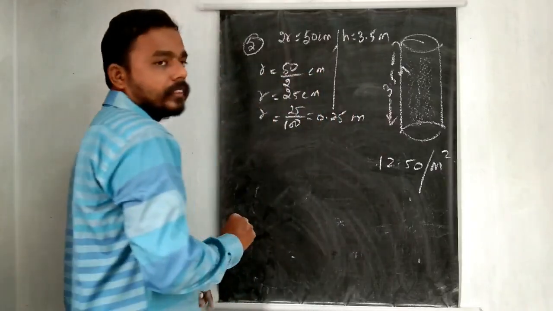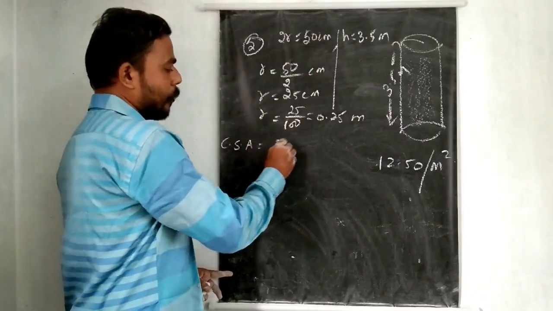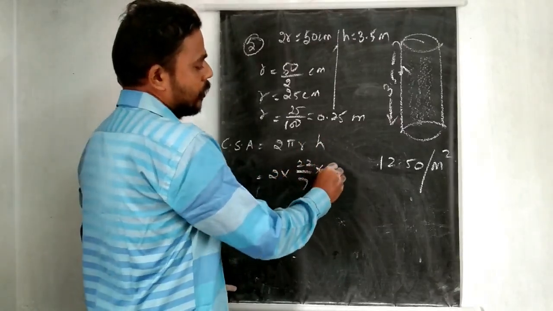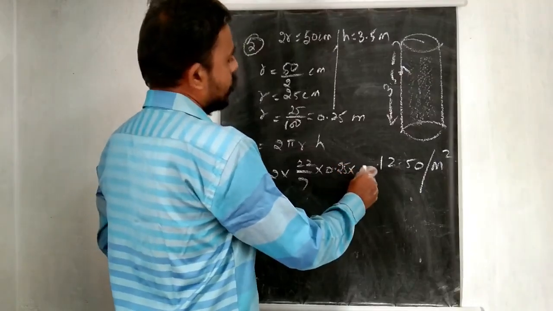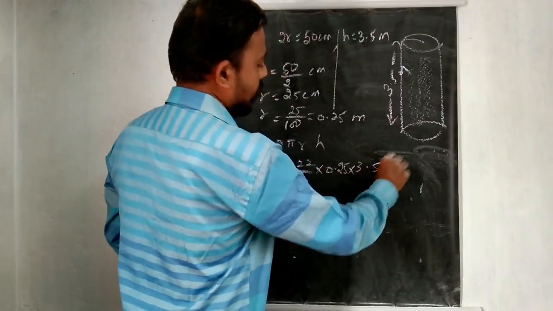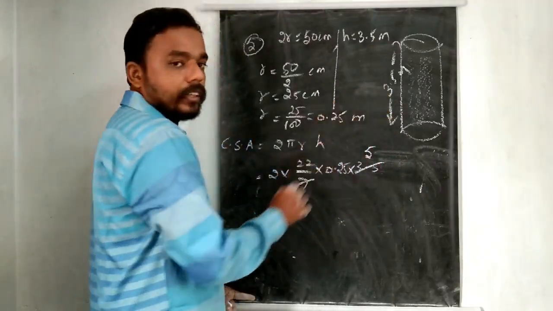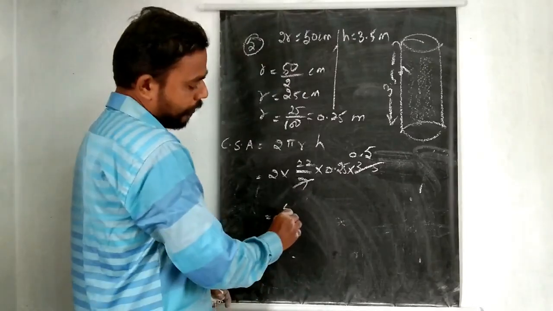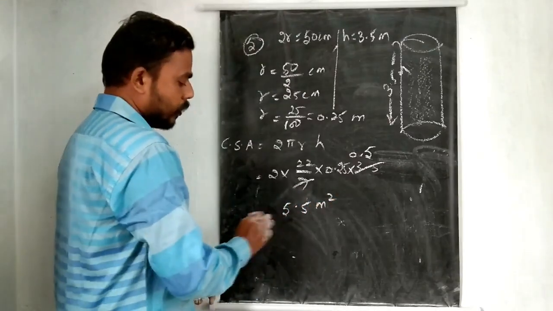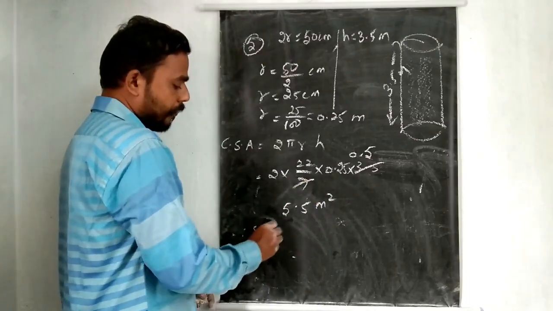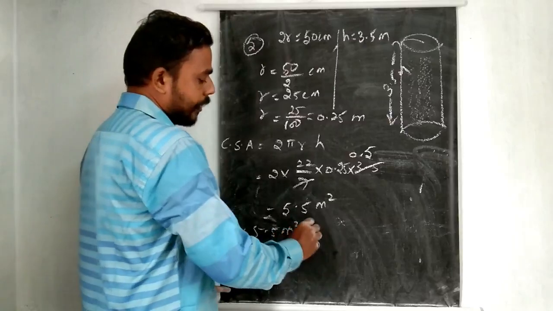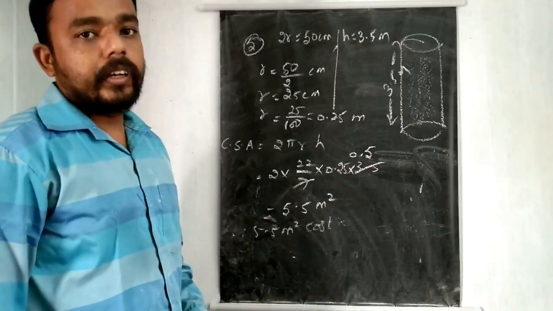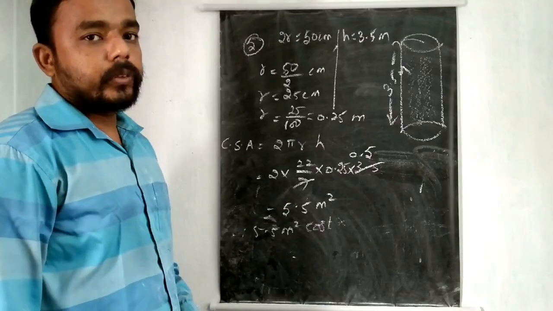h as it is. Therefore, curved surface area equal to 2 pi r h. So 2 into 22 divided by 7 into 0.25 into 3.5. Cancel this. 5 7s are 35. 1 decimal also, 0.5. Find this product. You may write it as 5.5 meter square. So per meter square cost is 12.5. Therefore 5.5 meter square painting cost equal to.